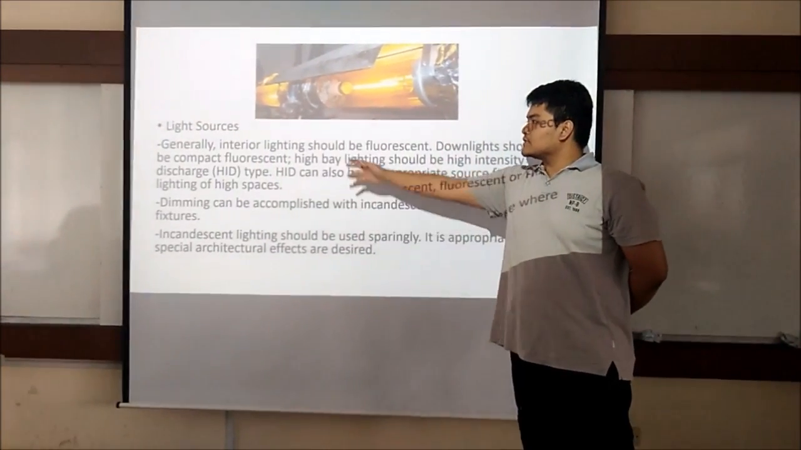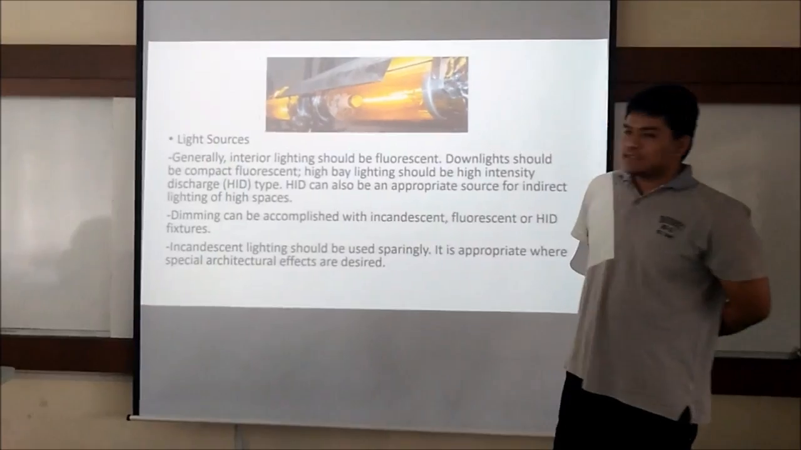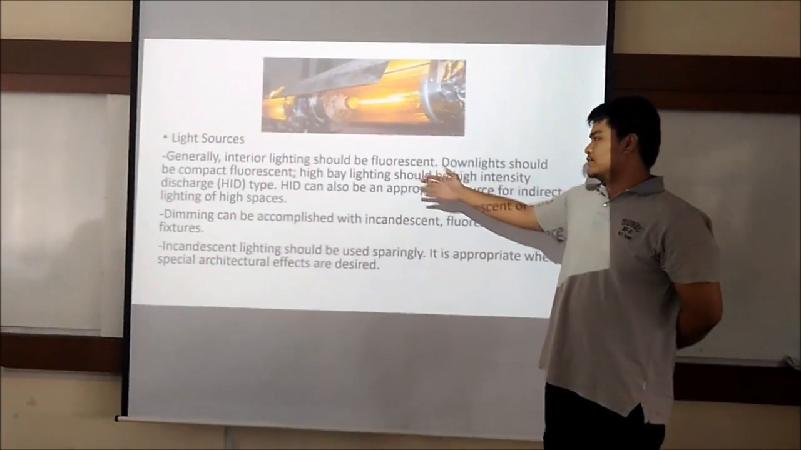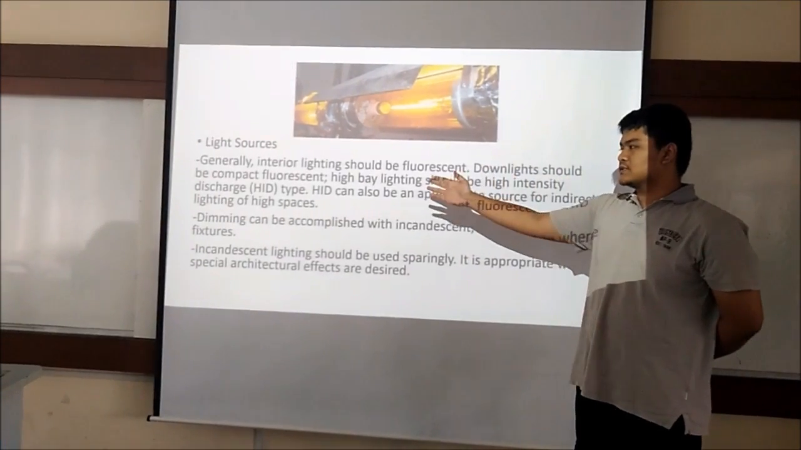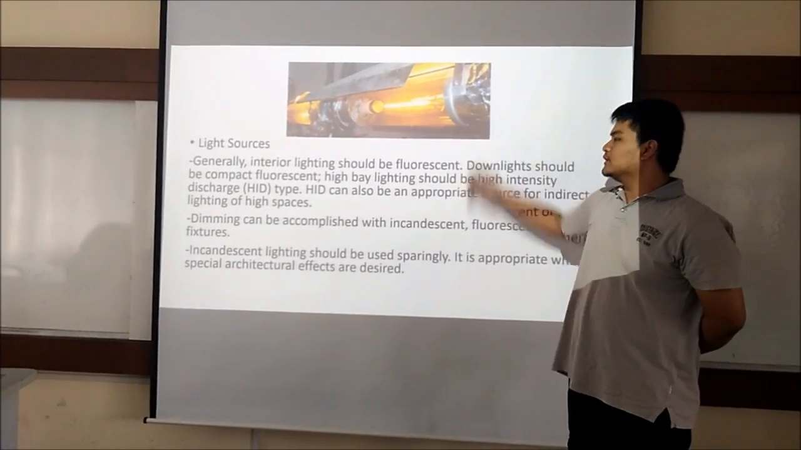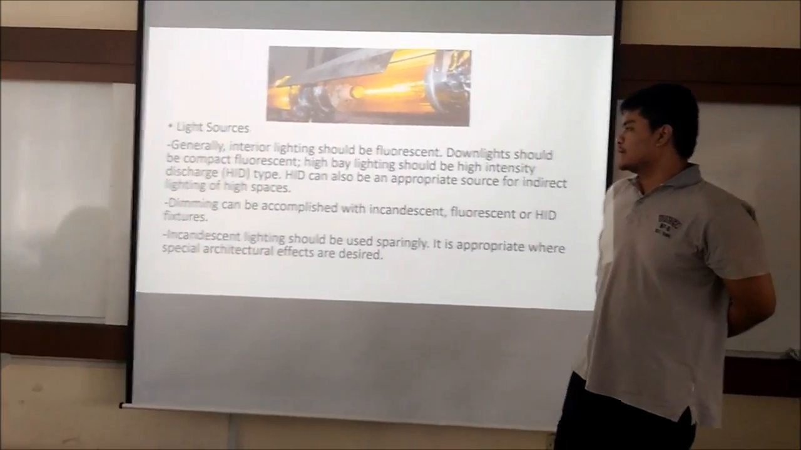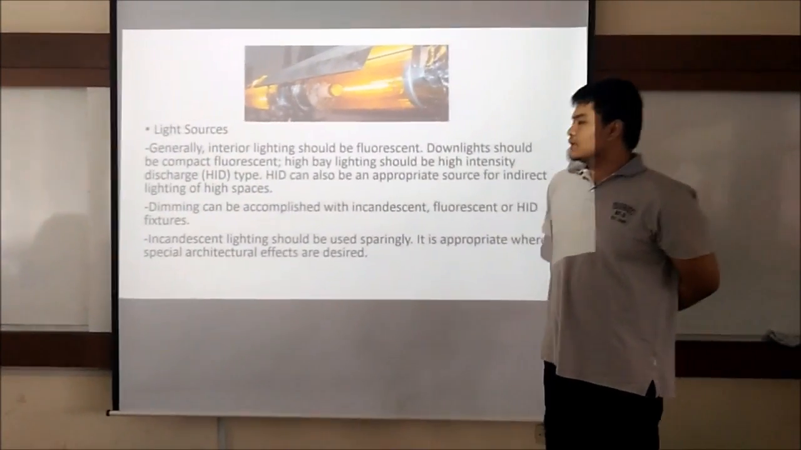Okay, light sources. Generally, interior lighting should be fluorescent. Downlight should be compact fluorescent. High lighting should be high intensity discharge, which is this one. HID can also be an appropriate source for indirect lighting of high spaces.